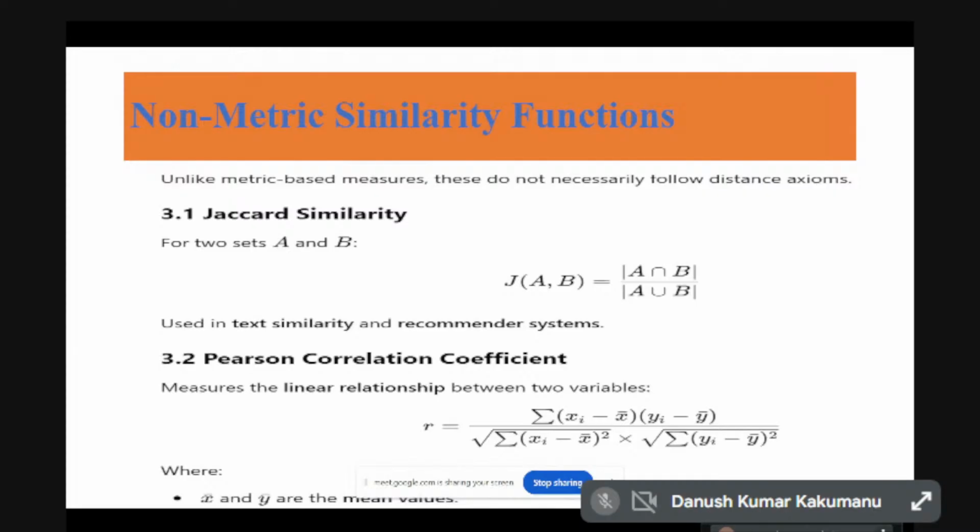In the GATE syllabus, only metric functions are included, but not non-metric. Jaccard similarity and Pearson coefficient are not necessary for GATE. For your academic qualification, it is necessary. Now a question from GATE. Answer the following. Which of the following distance metrics can be used in KNN?